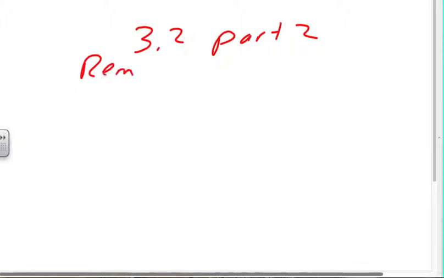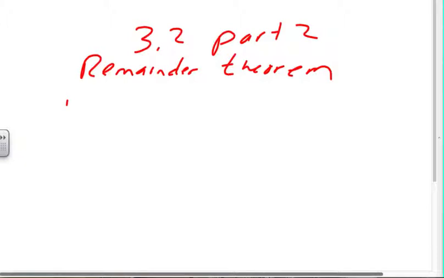Okay, so this is the second part of 3.2, Chapter 3, Section 2. This will be your second assignment. Here we're going to be talking first about the remainder theorem. This is a slick trick to find the value of a function. We're also going to talk about repeated zeros and finding polynomials given zeros. Let's take a look at the remainder theorem first, though.